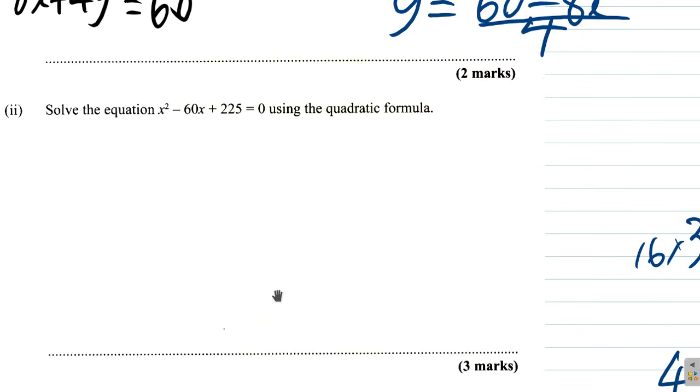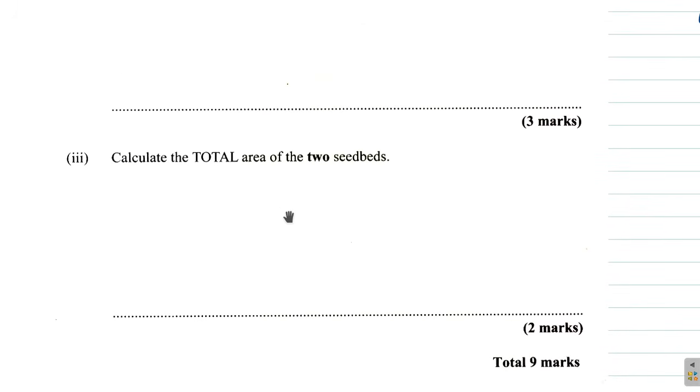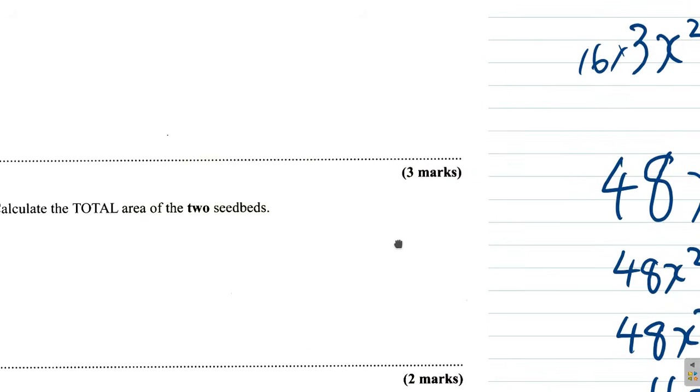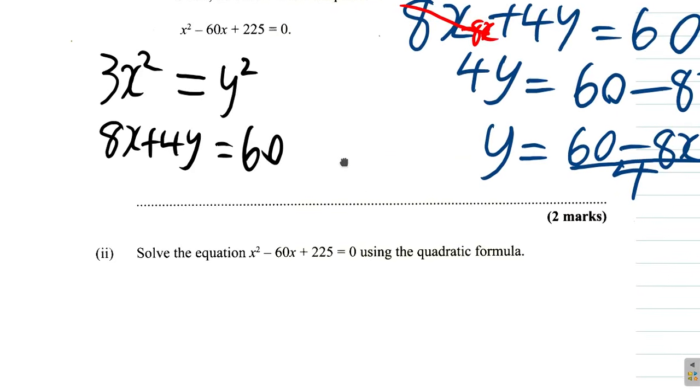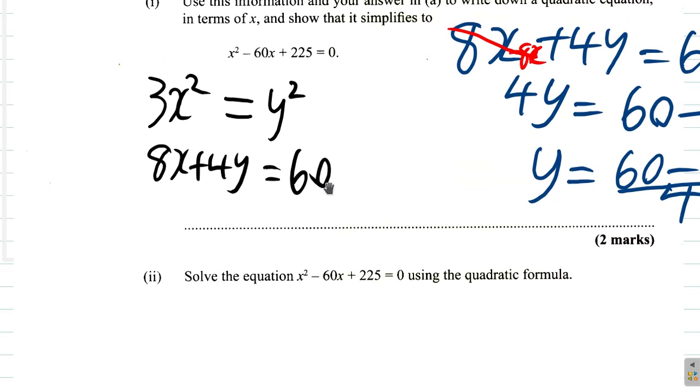Alright? And then, after that, they say calculate the total area of the two seed beds. So you have the area of the two seed beds. For the rectangle, it was 3x squared. For the square, it was y.